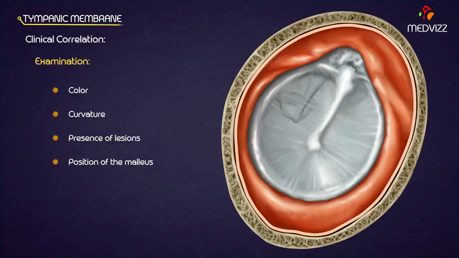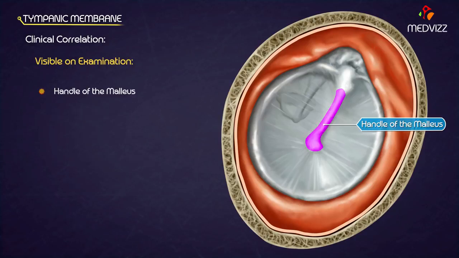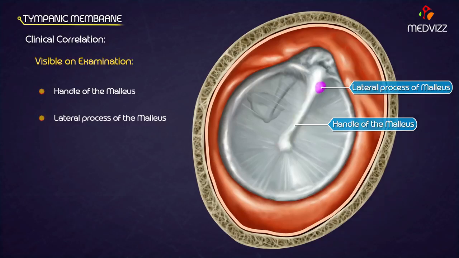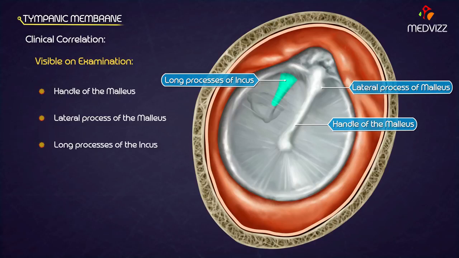Since the membrane is semi-translucent, the following structures lying deep to it are visible. Handle of the malleus, as a yellow streak extending from the umbo upwards and forwards. Lateral process of the malleus, as a white prominence in the upper part of the streak of the handle of the malleus. Long process of the incus, as white streaks behind and parallel to the upper part of the handle of the malleus. A cone of light at the 5 o'clock position in the anterior-inferior quadrant.